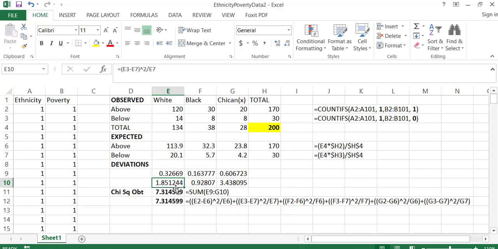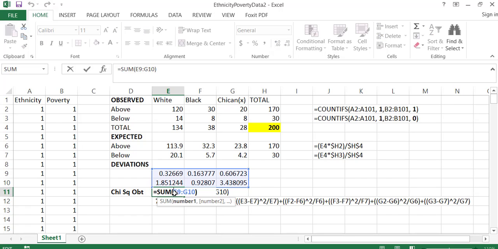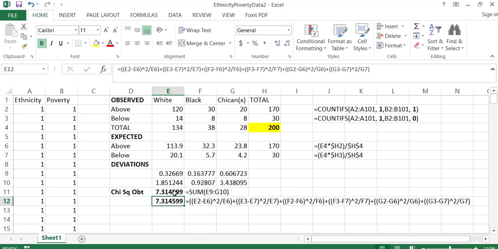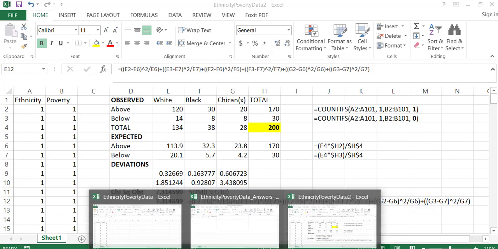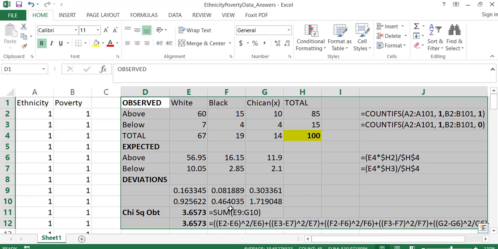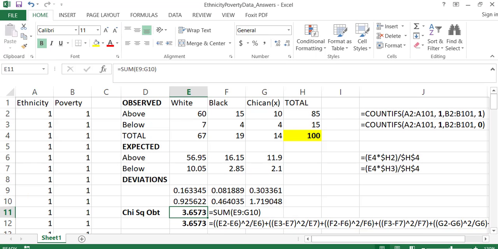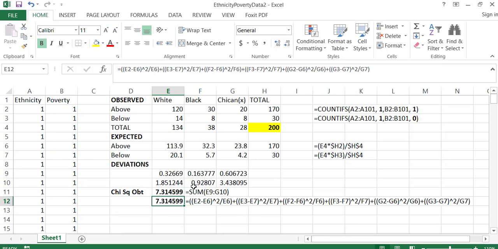So that all updates. And as I mentioned, when I sum those squared deviations divided by the frequency expected, I find that this value is almost double our original value of 3.6573. Again, it's not going to be exactly double, but that sample size plays a big role in whether or not this is going to be significant.